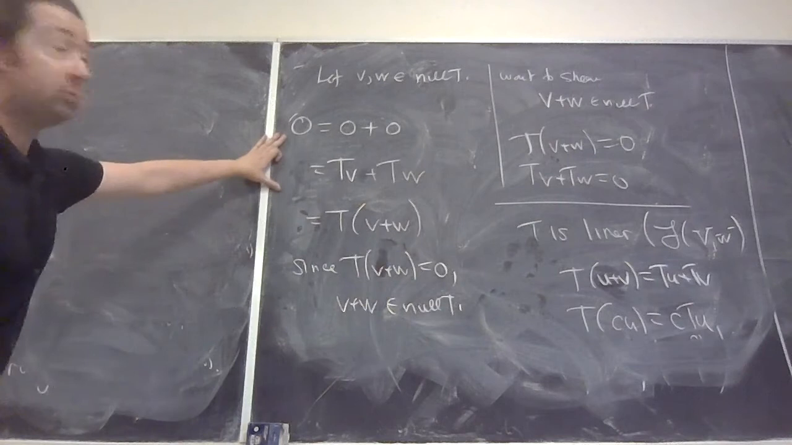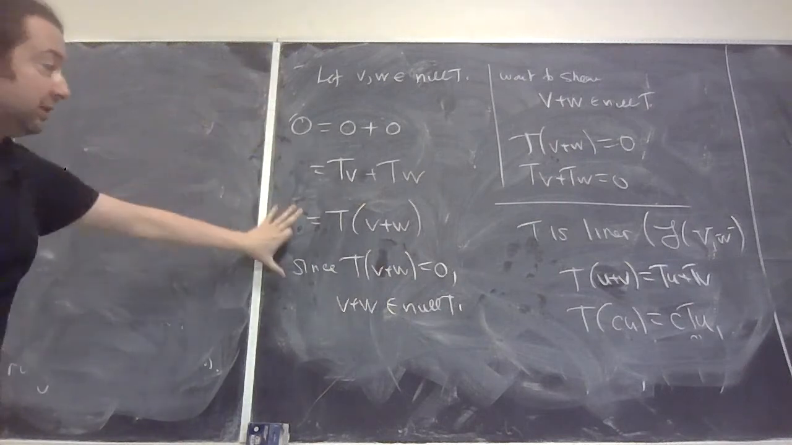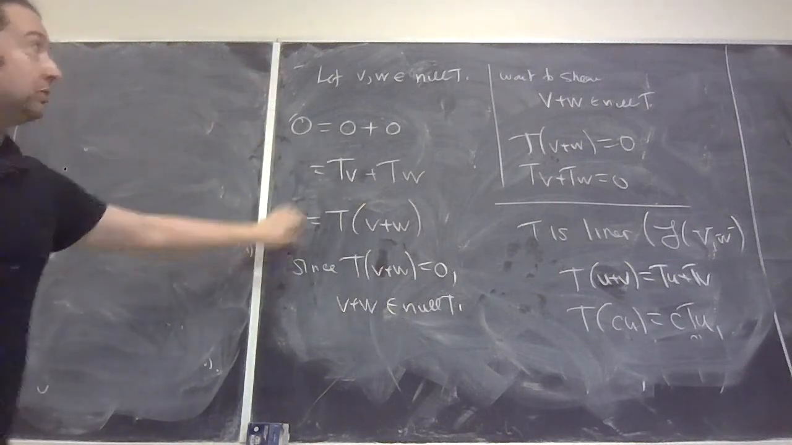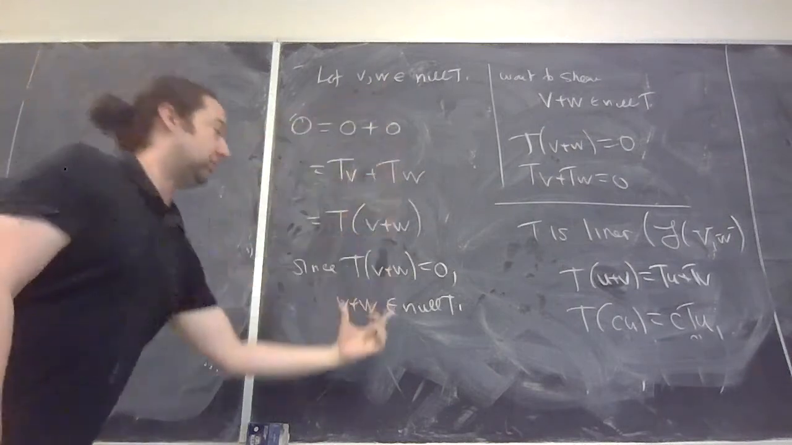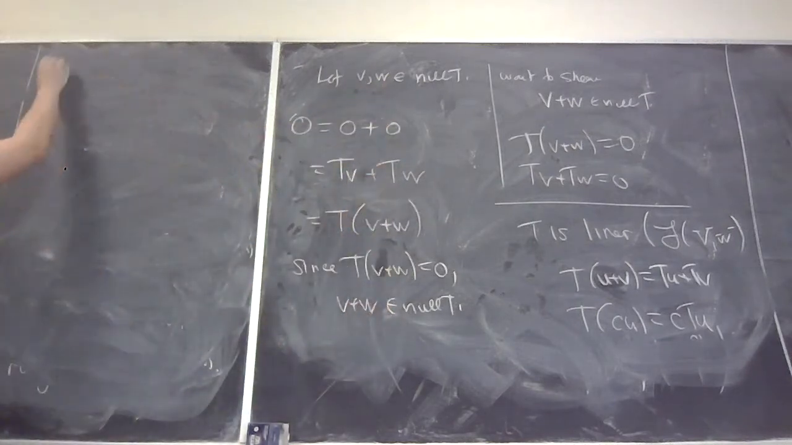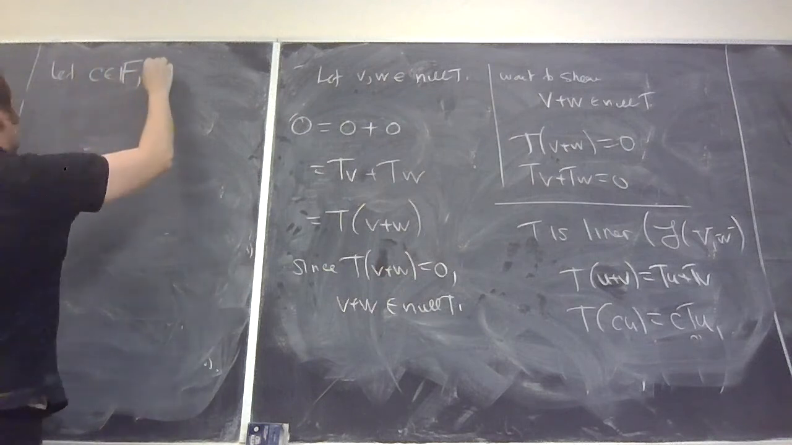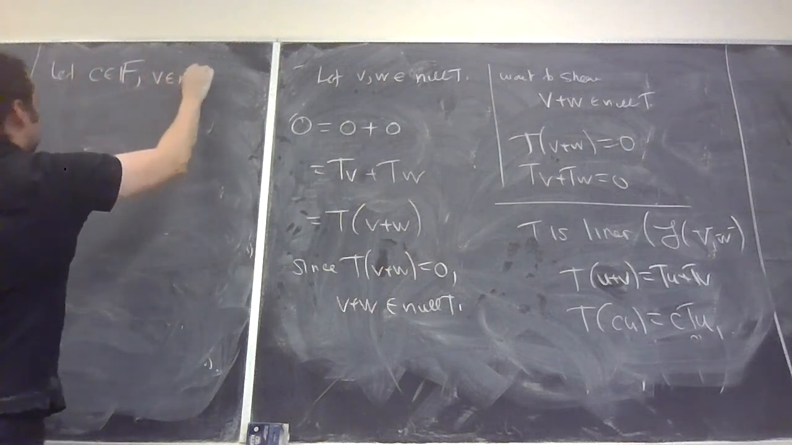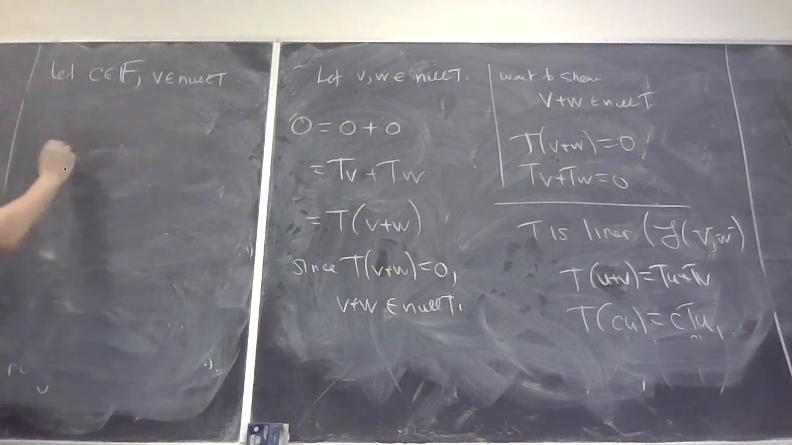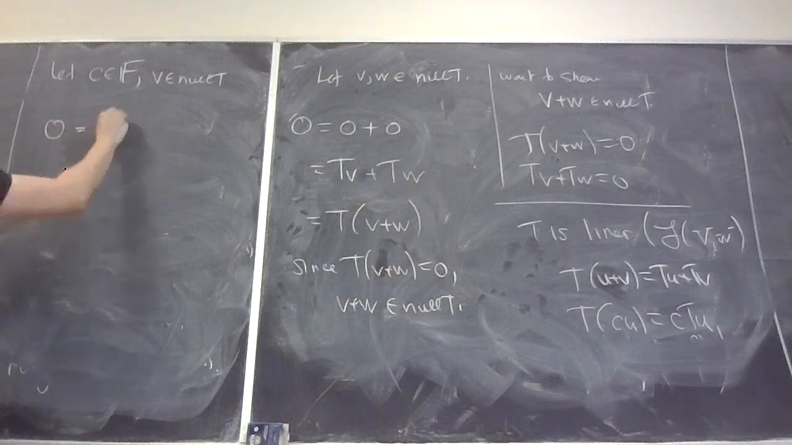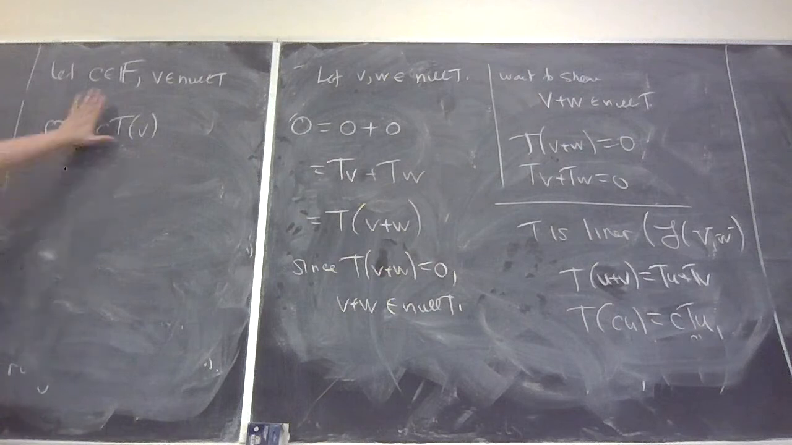Okay, so I need to check one more condition. So 0 is in the null space. The null space is closed under addition. So I started with 2 elements in the null space and showed that our sum is in there. I also need to let C be an element of the field, and let V be an element of the null space of T. And then I'm going to notice it's certainly the case that 0 is equal to C times T of V. T of V is equal to 0, right?